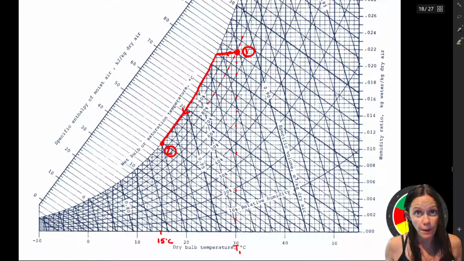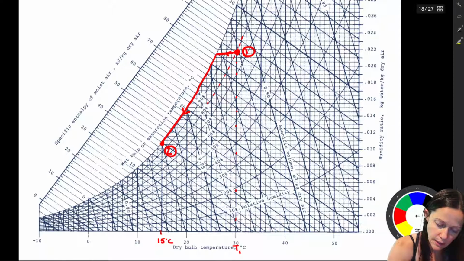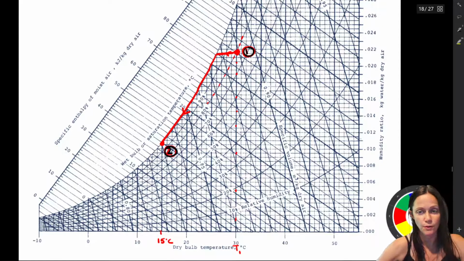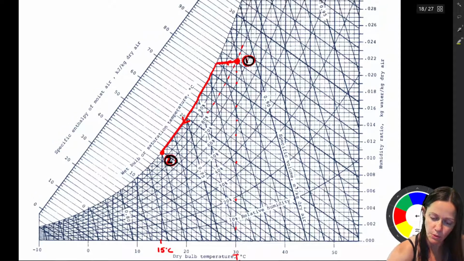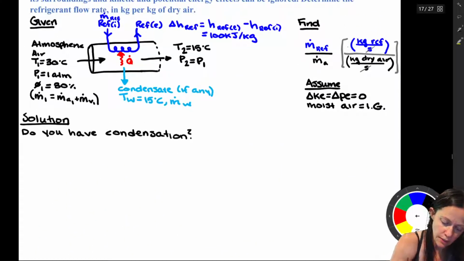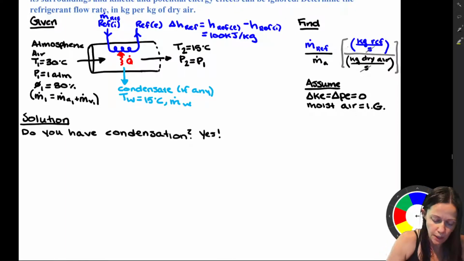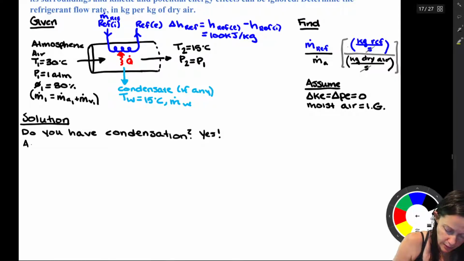And so now I've got my states fixed here, if you will. There we go, now I can actually see what I've written there. All right, so there's my state 1 and state 2. So yes, I do have condensation, and we've just shown why. So what we're going to do is apply our conservation of mass. Let's do that first.